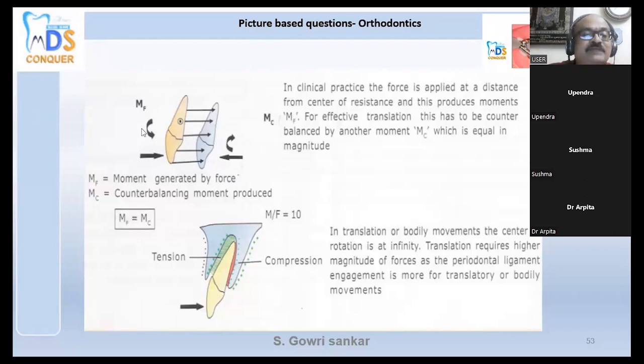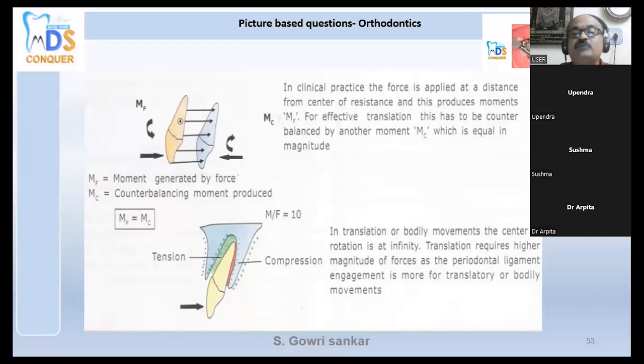So when MF is trying to create a bodily movement, I have applied an MC equivalent to MF so that the initial point and the final point in my body, here body means in my tooth, remain the same height or same distance in the root portion, while in the crown portion they have moved. This produces what is called translatory movement. In such cases, MF is equal to MC, or your M by F ratio is equal to 10. And in exam, don't expect that they will ask M by F ratios. They will ask about MF is equal to MC. If they ask about M by F ratios, you are very lucky. It is a direct question and you can answer.